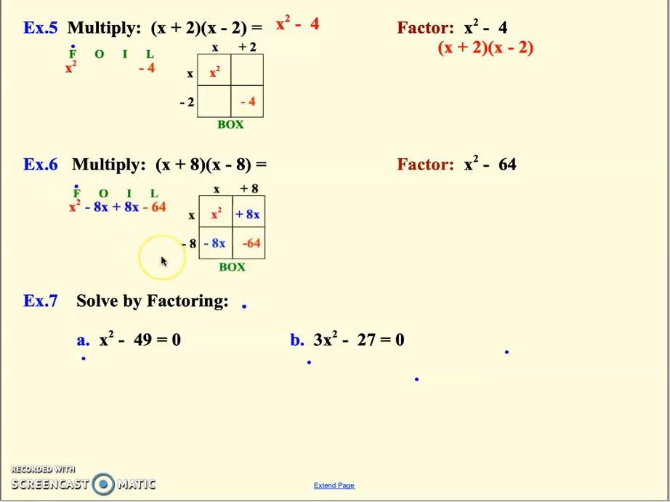So FOIL or the box method, it's up to you guys. Again, I notice my inside and outside terms are the plus and minus of the same term, so they would drop out, leaving me with just that. Now again, if I'm just working this problem in reverse and I start here, then my factors would be.